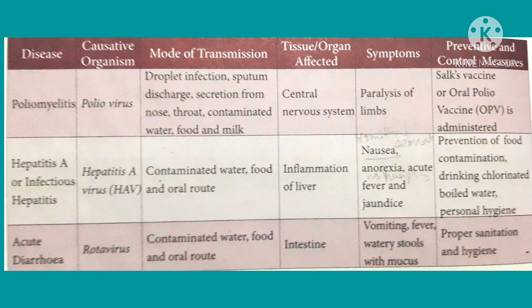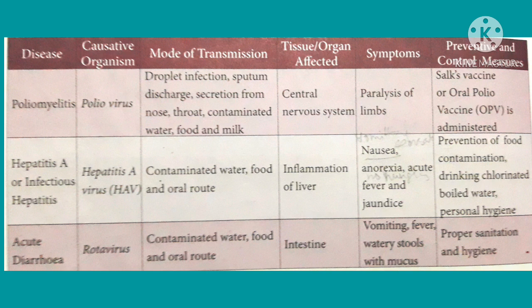Okay. Preventive measures: we can take medicine, that is vaccine. Which vaccine should we take? Salk vaccine as well as oral polio vaccine. So poliovirus causes the disease poliomyelitis. Preventive measure, which vaccine should we take? Salk vaccine as well as oral polio vaccine. Okay.